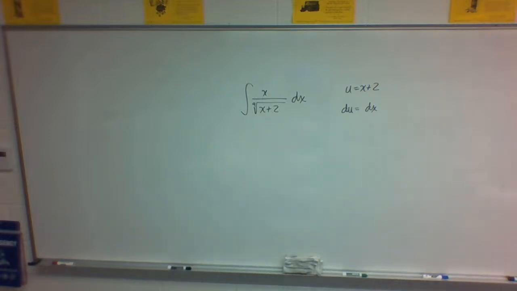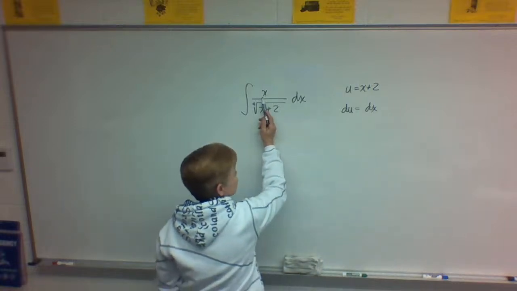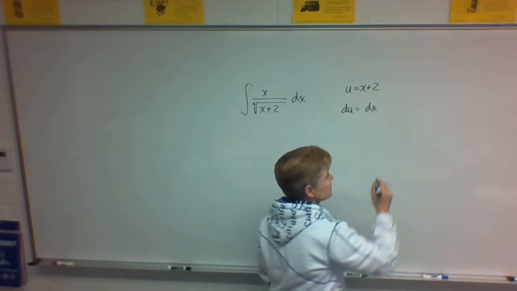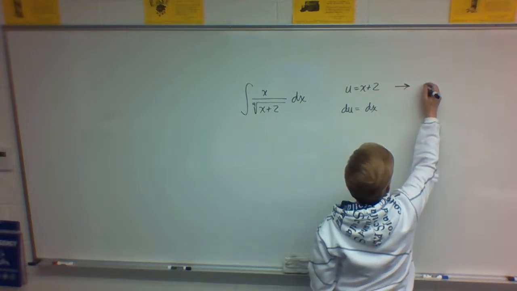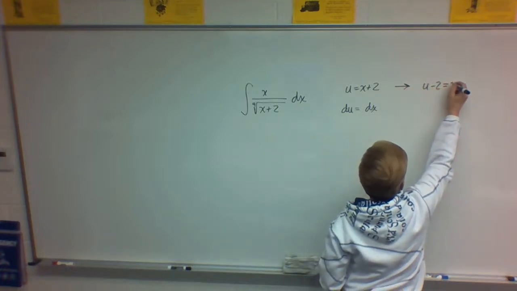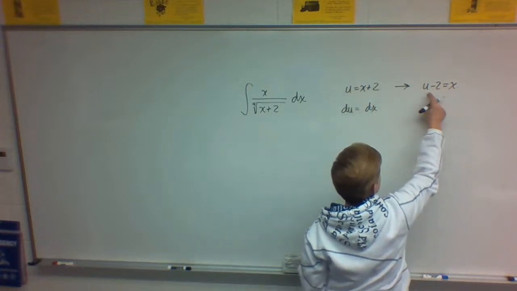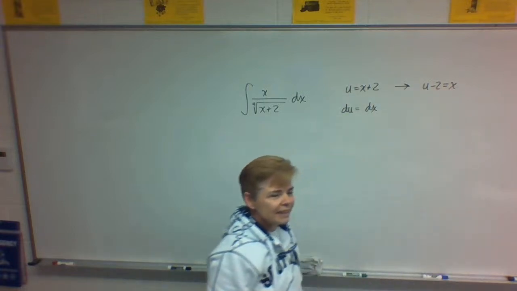That was easy. But then, and here's where the extension comes in, what in the world is going to replace this x? I don't have anything that's just x. But you have x plus 2. Yes, you do. So u minus 2 equals x. So we solve this equation for x, and now I've got a replacement for x in terms of u.